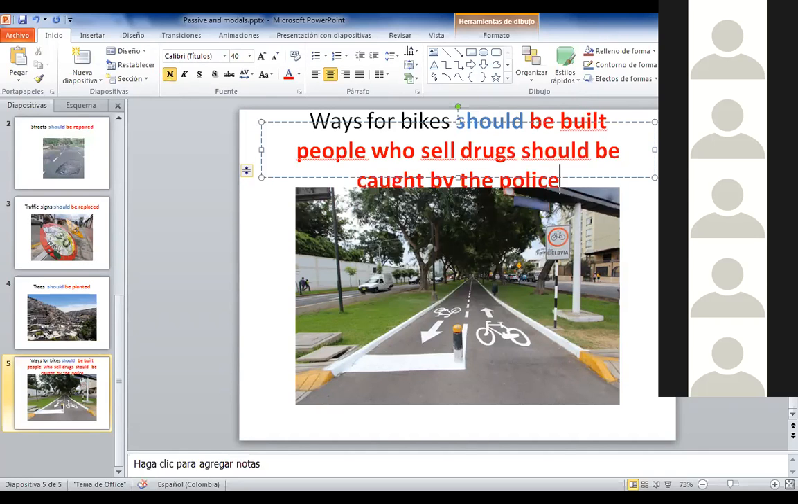Okay, thanks. And John wrote, traffic jams should be managed by the police. Okay, or should be controlled by the police. Good. Okay, finally, we have another exercise to review this topic before we move to the debate.